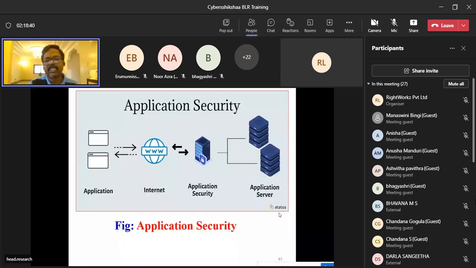Application, different types of applications you are using through the internet. The internet is a network of networks. Application security: suppose you are using GPay, Google app, PhonePe, or any bank transaction application. Through application security we are protecting the various software we are using at the network level. That is called application security.